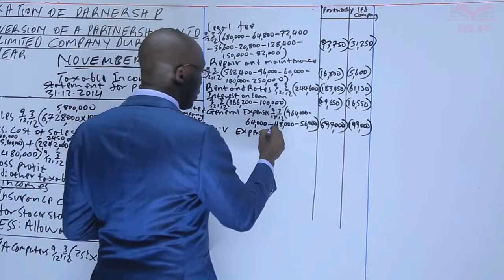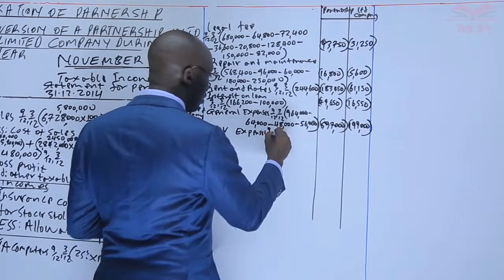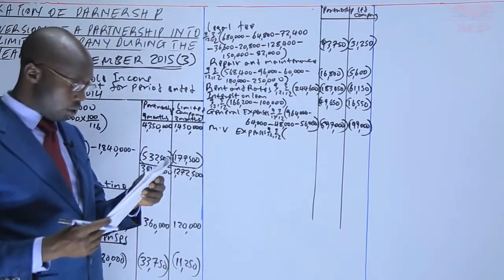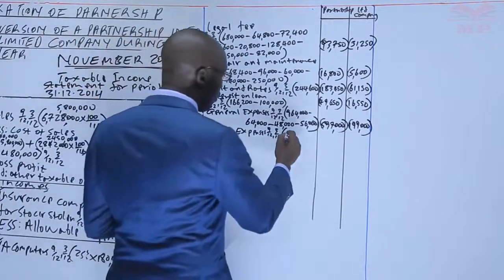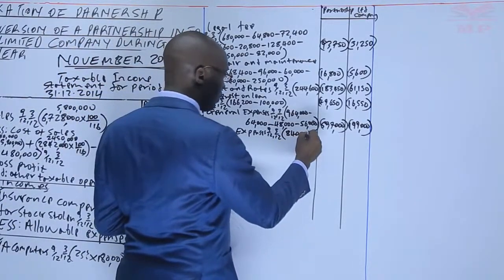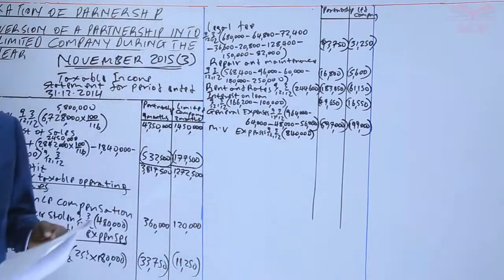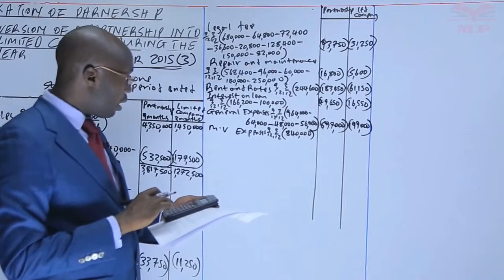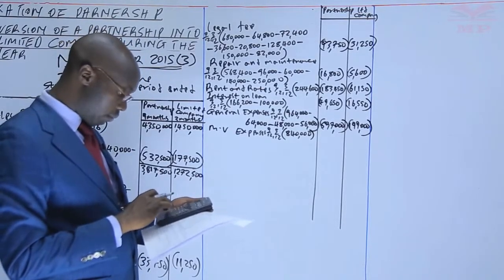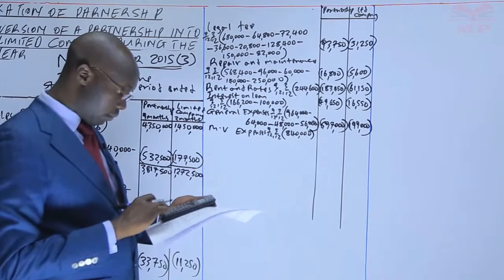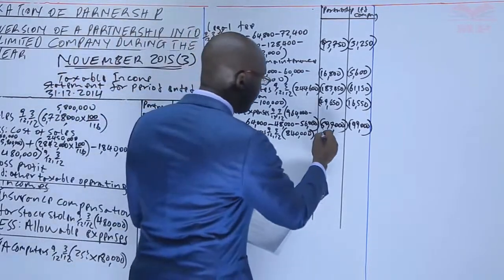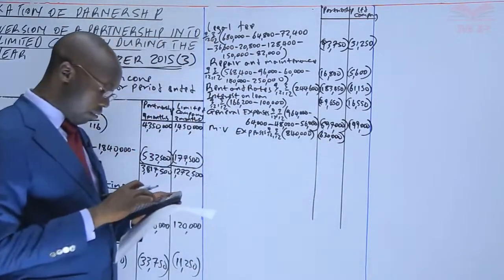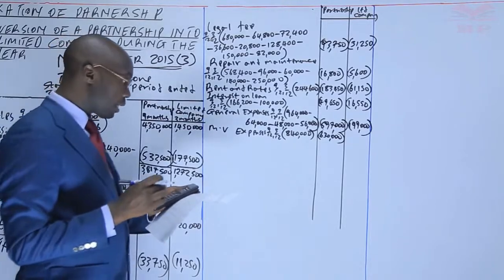Which we have 9 over 12, 3 over 12. This one does not have additional information about it, so it's all about using it the way it is. 840. So we will have 9 over 12 times 840. That gives us 630. We also take the 3 over 12. That gives us 210.